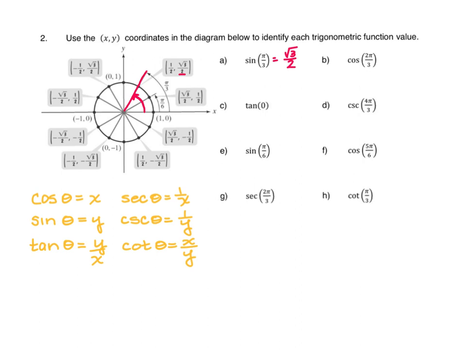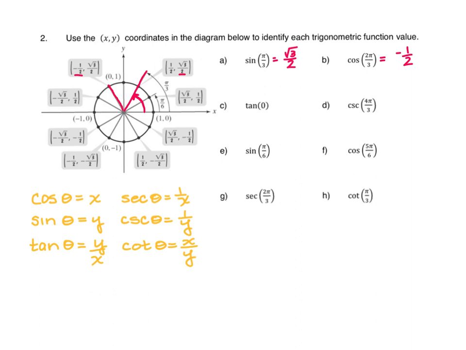B asks about the cosine at 2 pi over 3. If 1 pi over 3 is 60 degrees, then if I double that, I'll get 2 pi over 3, which means I just have to travel another 60 degrees. So this angle right here is going to be 2 pi over 3. If we look for the cosine, that's the x value there, which is negative 1/2.